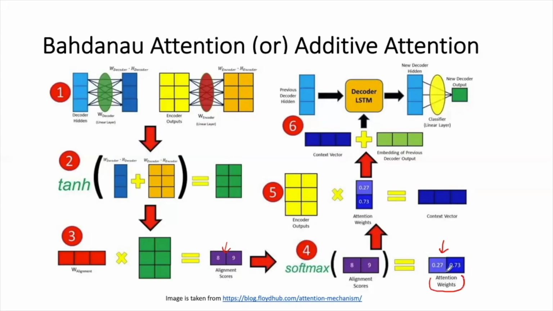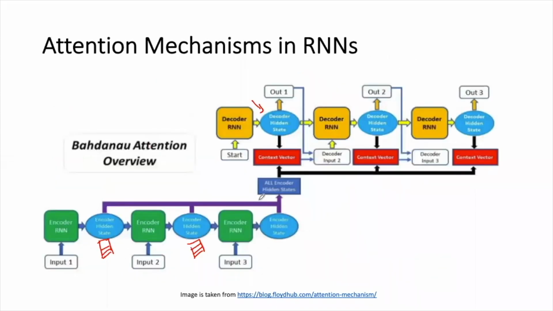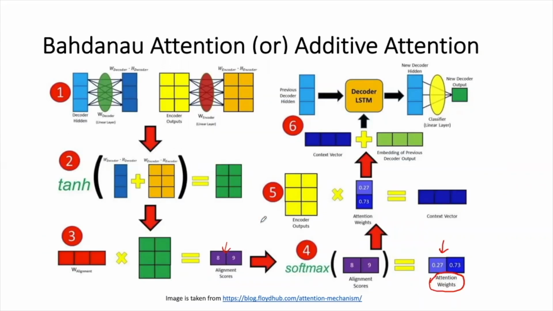So what these attention weights typically indicate is, for each of the input hidden states that are present, we assign a score. Here we have 3, so we assign 3 scores. But here we are assuming that we have only 2 inputs, so we have 2 scores. They typically indicate how valuable the input words are. Since we have 0.73 here, this shows that the second encoder hidden state is more important. So it shows the importance.